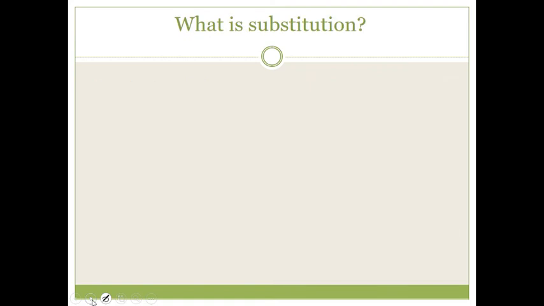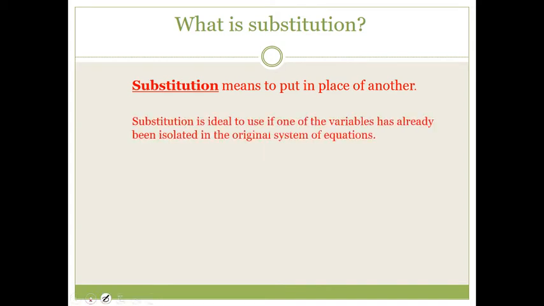So let's talk about substitution first. So what is substitution? Well, substitution means to put something in place of something else. We substitute one value or expression for another. All right, and like we stated earlier, substitution is ideal to use if one of the variables has already been isolated in the original system of equations.